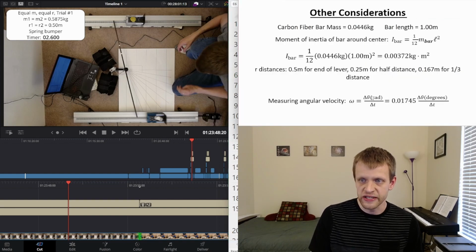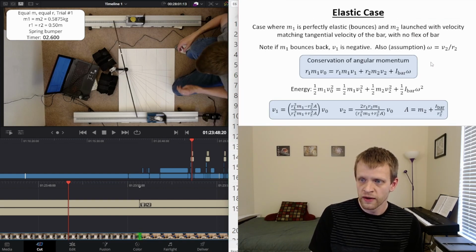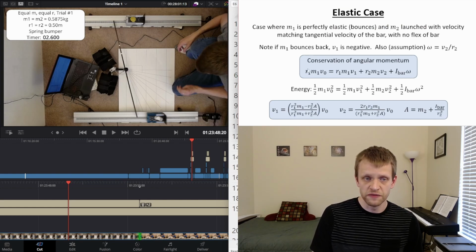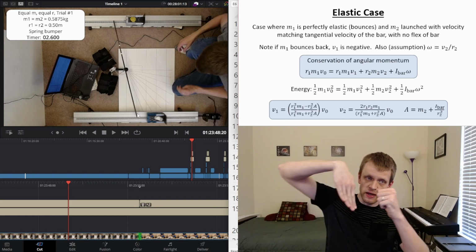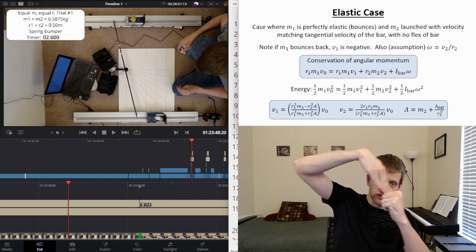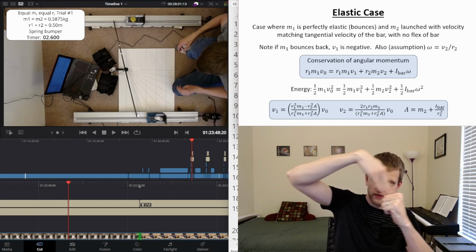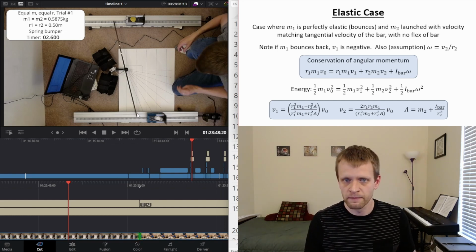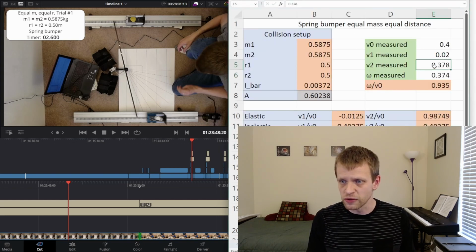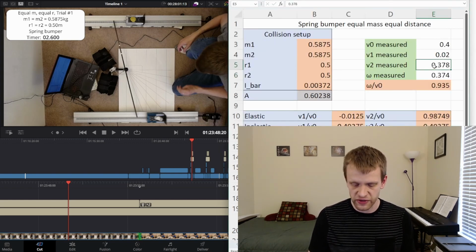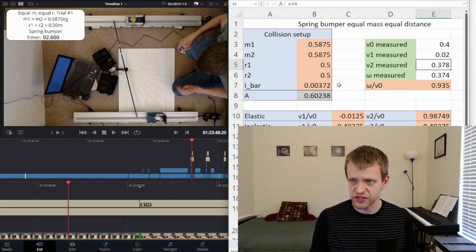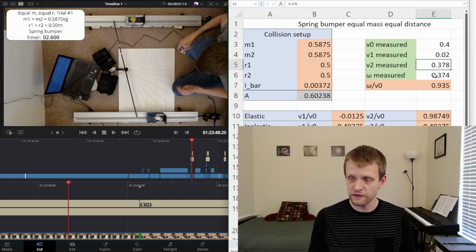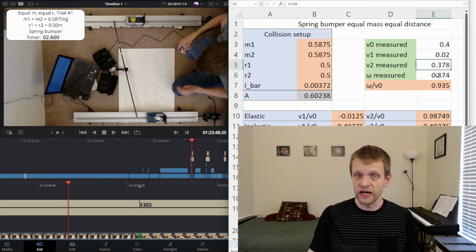This angular velocity should never be more than the velocity of cart 2 divided by its radial distance, because that would imply that the end of the lever is actually moving faster than the cart, and it would kind of push and ghost its way through the cart. So if we check it in this case, well, V2 is 0.378 meters per second divided by 0.5 for that radial distance. Well, I got 0.756 would be the maximum angular velocity of that bar.